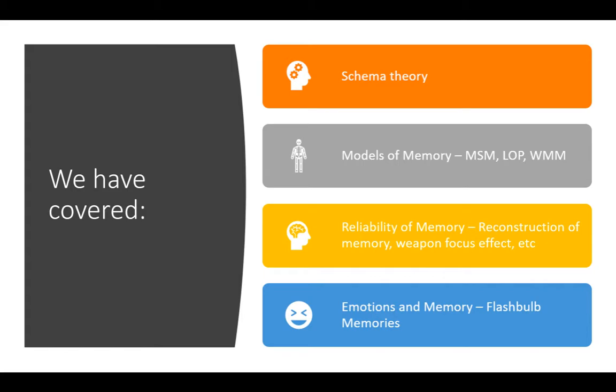So for this test, since it is a short answer question test, you only need to remember one research per topic. And you will only have to study for schema theory, reliability of memory, and emotions and memory. Models of memory is not going to be on the test. I will ask you two SAQ questions, not three like you would in a normal exam. You'll be asked two SAQ questions from either schema theory, reliability of memory, or emotions and memory.